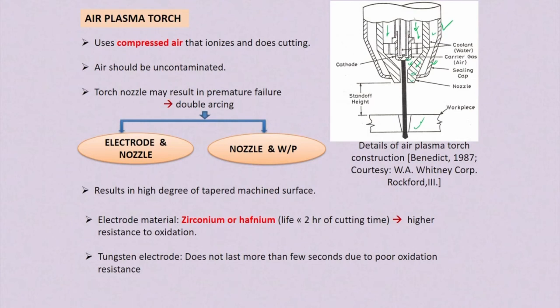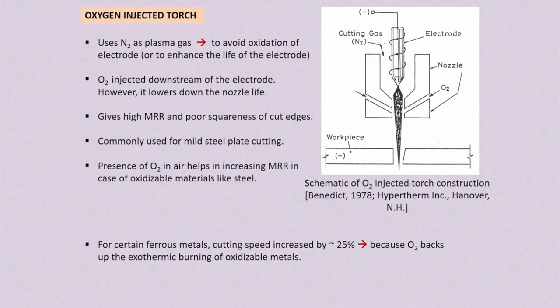Now the second one is the oxygen injected torch. This one is the oxygen injected torch. Here is the nozzle, and through this nozzle you can see oxygen is injected. In this case oxygen is used as a shielding gas, and nitrogen is used as the plasma gas. You can see that nitrogen is used as the plasma gas.